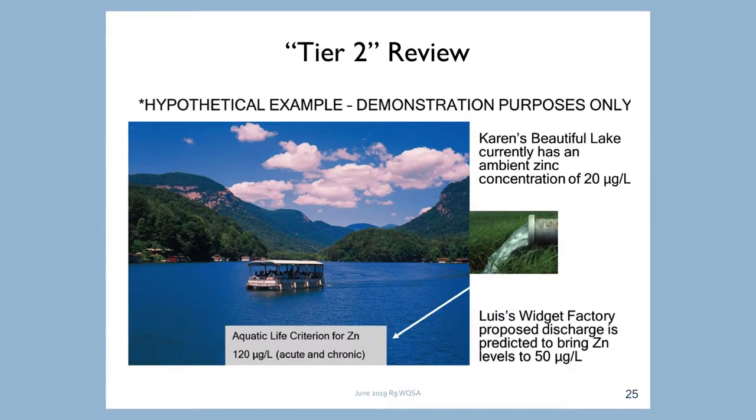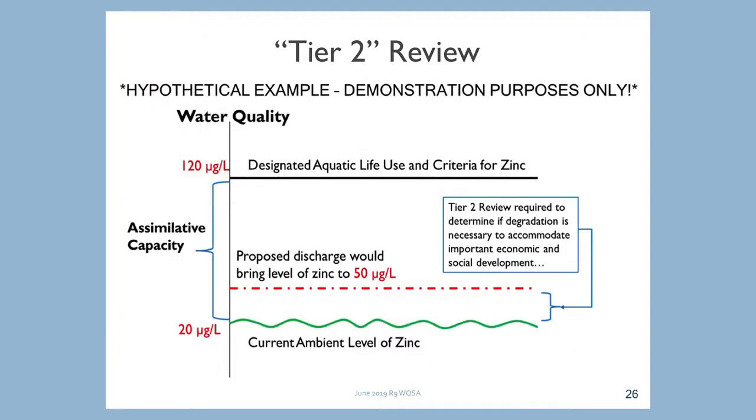So in a hypothetical example, this is sort of the same that we had before, which I think I can kind of blow through, but we have the criteria is 120 to protect the aquatic life, which is a 101(a)(2) use. The current ambient is at 20. Luis's Widget Factory wants to discharge, which would be anticipated to bring the zinc concentrations to 50. So if we're looking at it from a graphical standpoint, you've got your assimilative capacity, which is the distance between here and here. It's your 100 micrograms per liter. And Luis's Widget Factory wants to use up 30 micrograms per liter of that assimilative capacity.